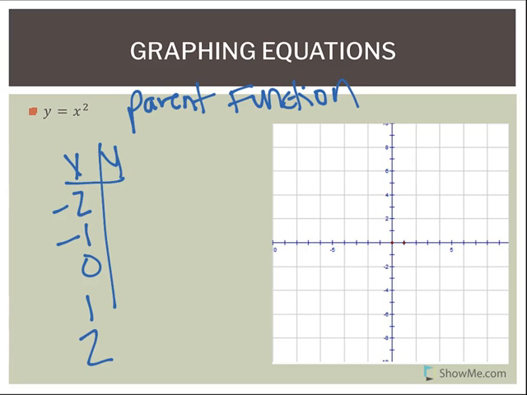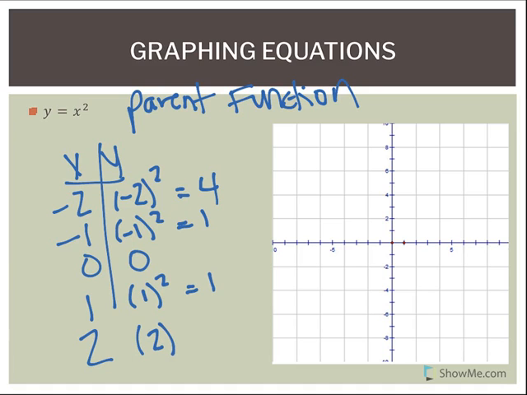if I plug in -2, this would be -2 squared. -2 times -2 is +4. -1 squared would be 1. 0 squared is 0. 1 squared is 1. 2 squared, excuse me, 2 squared is 4. All right, so if I graph these now, -2, 4, -1, 1, 0, 0, 1, 1, 2, 4, you can see what our curve's going to look like. And our curve's going to look roughly something like this.